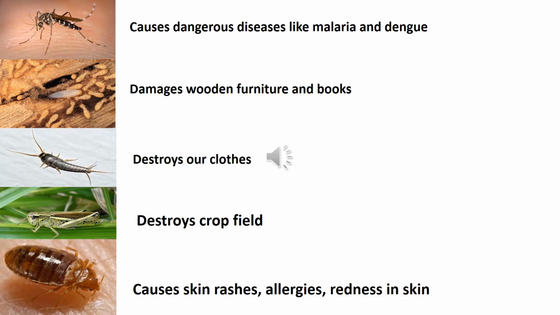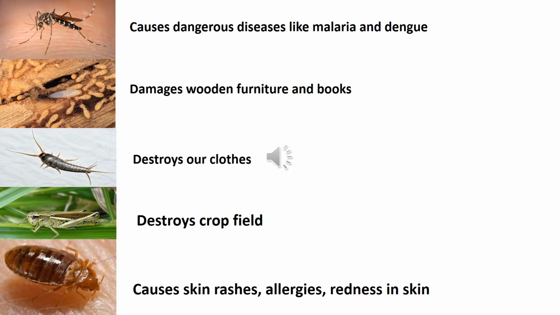There are some insects which are very harmful for us. They spread dangerous diseases and they also harm plants as well as animals. Some of the harmful insects are mosquitoes. As we know, mosquitoes spread dangerous diseases like malaria and dengue and they feed on human blood. Termites. Termites damage our wooden furniture and books.